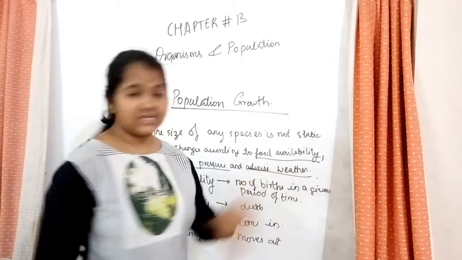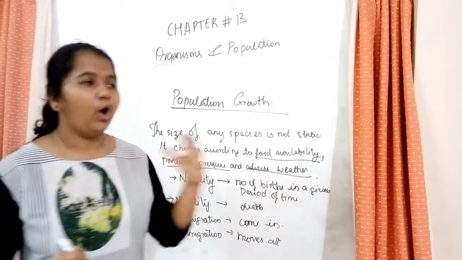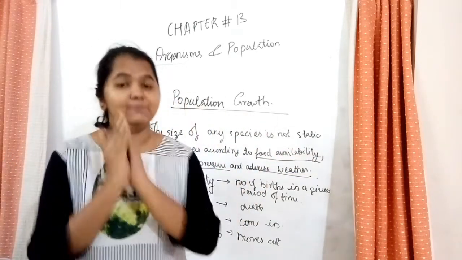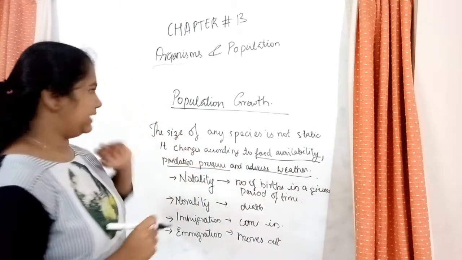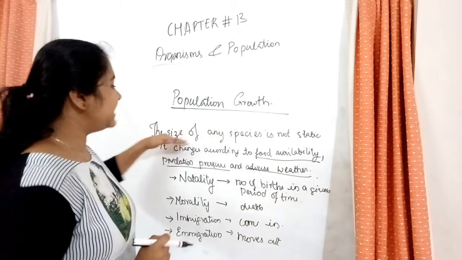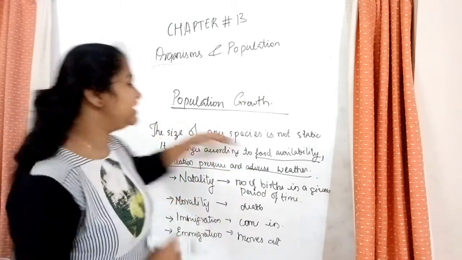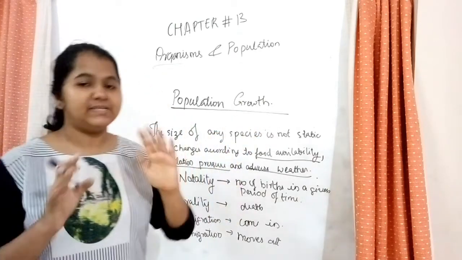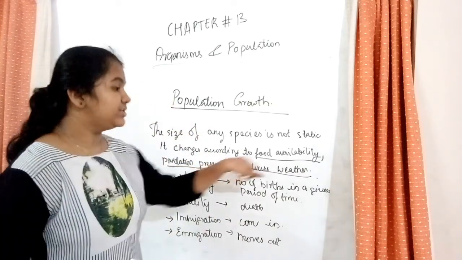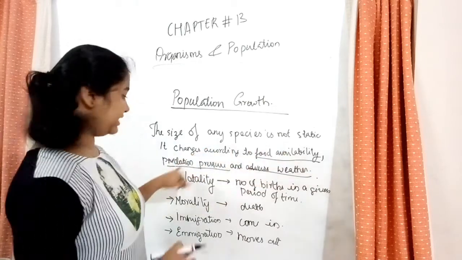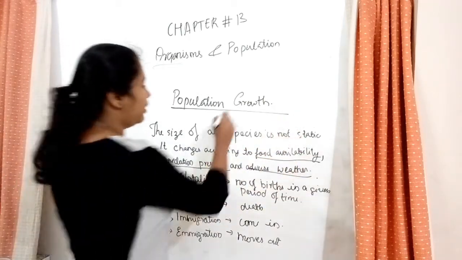And what is adverse weather? Cold extreme or hot extreme conditions, or conditions to which the organism cannot adapt. These can also affect the population growth. So the definition is that the population size of any species is not static. That means it's not stable, it changes, and it changes according to food availability, predation pressure, and adverse weather. That is the definition of population growth.